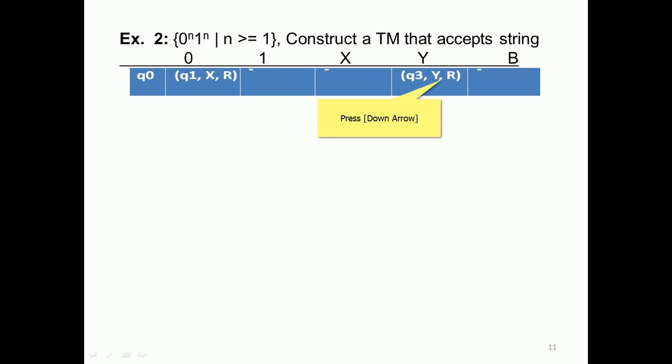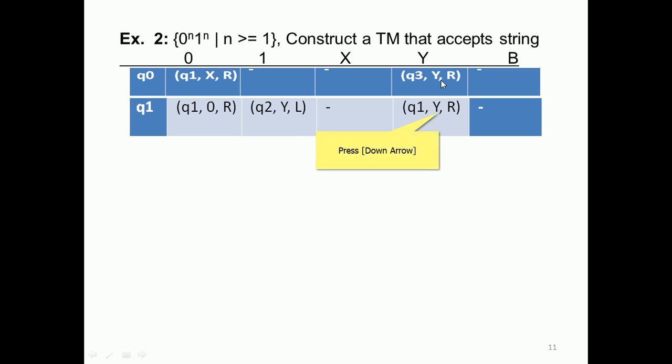Initially we consider that we are at q0, and the next state after reading the 0 is delta of q0 comma 0 equal to q1 comma x comma R. What is the meaning? Input 0 is read and replaced with an x, and the state changes from q0 to q1, the next state, and it moves towards the right side. On 1 and x there is no response. When y appears, y represents the 1, so q3 comma y comma R, so it changes state and moves right without disturbing the y.